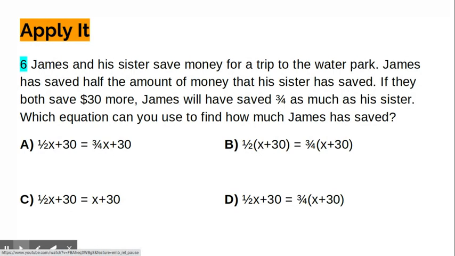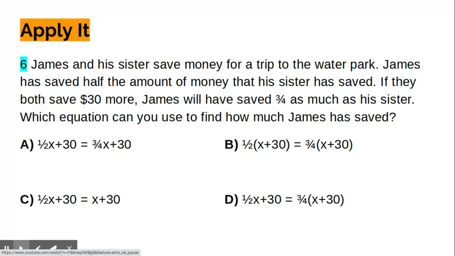Next we have problem 6 for the Apply It problem. So it's saying that James and his sister saved money for a trip to the water park. James has saved half the amount as his sister, and if they both save $30 more, James will have saved 3/4 as much as his sister. Which equation can you use to figure out how much James has saved?